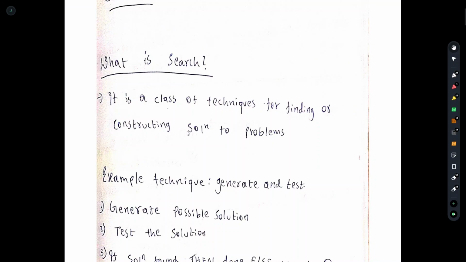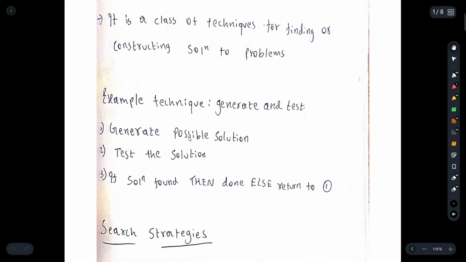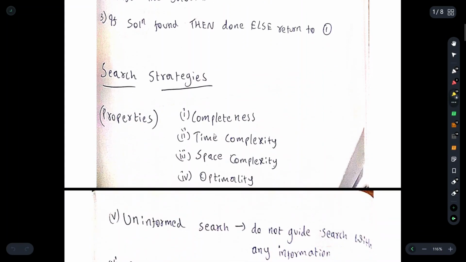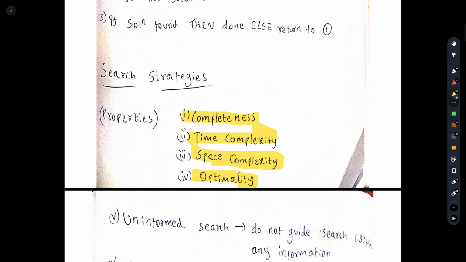Search is nothing but finding a solution. For that we need to generate some test cases and test that particular solution. If a solution is found, then we can report it as found, else we should return nothing. That is a simple basic algorithm with which we can determine a solution. Then search strategies: based upon these properties, we determine a search algorithm. So a search strategy is built upon these properties.